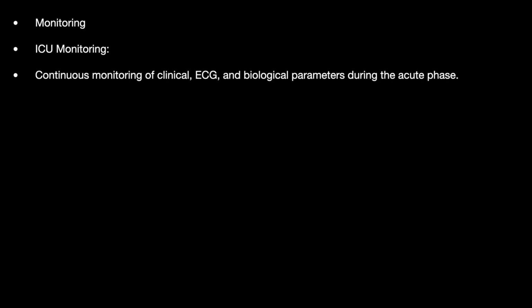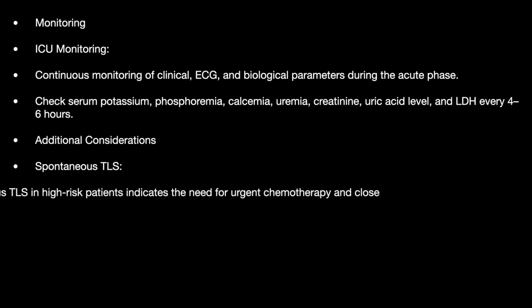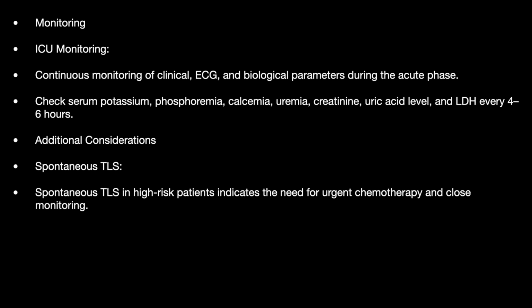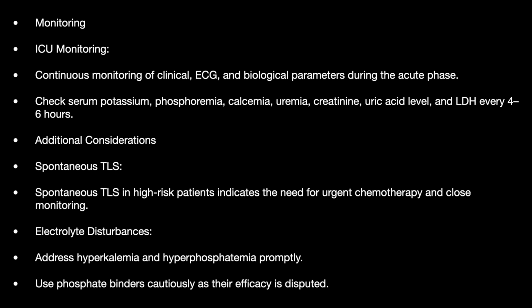Monitoring is important, and in the ICU, the monitoring is continuous clinical ECG and biological parameters during the acute phase. You check potassium, phosphate, calcium, urea, uric acid, creatinine, and LDH every 4 to 6 hours. An additional consideration is that spontaneous TLS is a high-risk presentation, indicating the need for urgent chemotherapy and close monitoring. For electrolyte imbalance, you need to focus on your potassium and phosphate promptly. Use phosphate binders cautiously, as their efficacy is disputed.